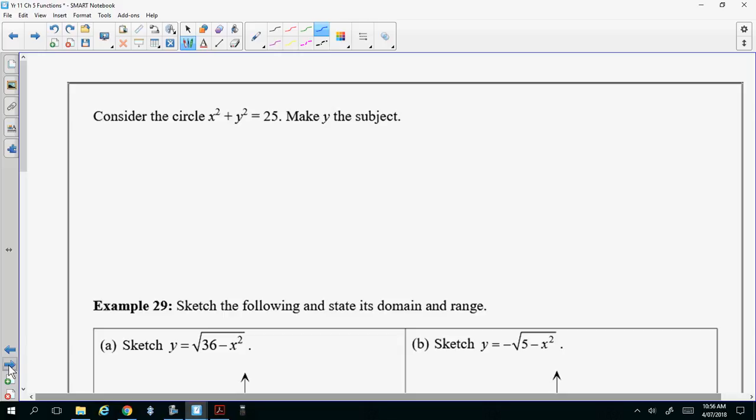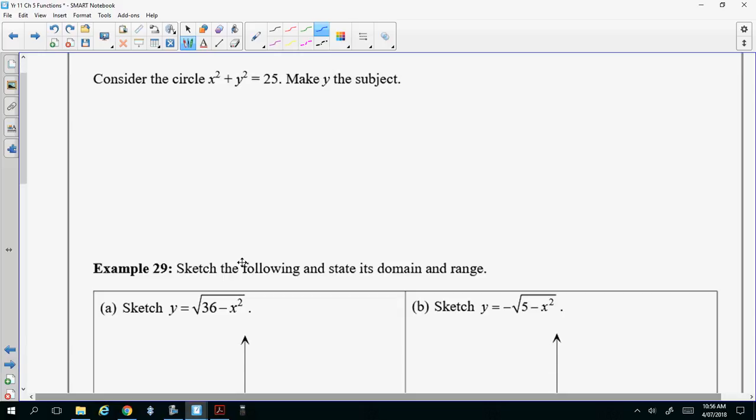All right. Consider this circle. That's a circle, isn't it? What's the radius of the circle? Okay, what we're going to do now is to make y the subject. Then we'll learn something new. So if you make y the subject, you move the x squared to the right, and then we're going to square root.